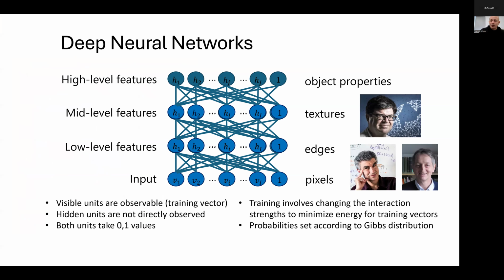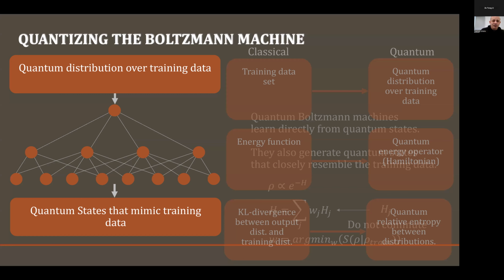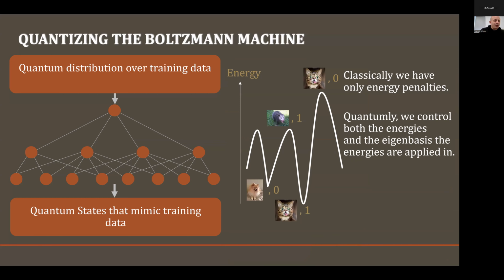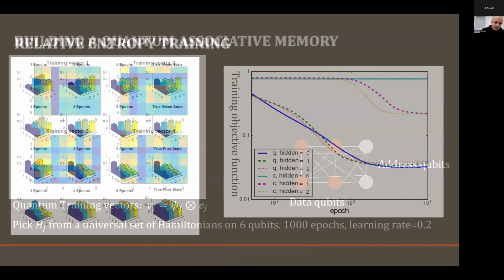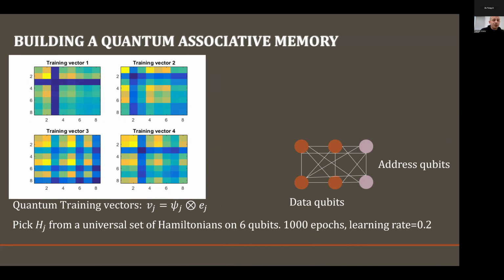So that's what we've done in this plot. And in that case, training is still possible, but it's a lot more difficult to think about because the gradient expression gets gnarly when you do the partial trace. In any case, something else that's really cool about this is that you can use a quantum Boltzmann machine to build a quantum associative memory using the exact same thing.